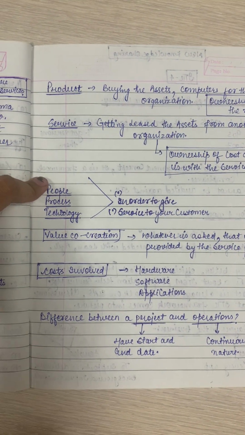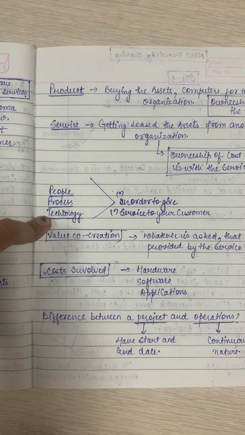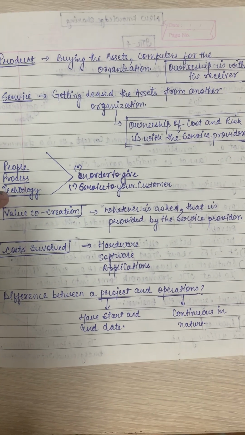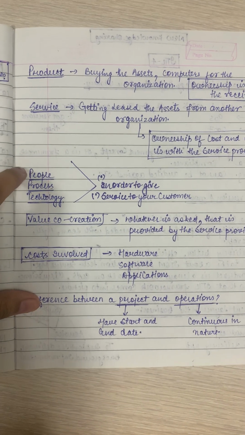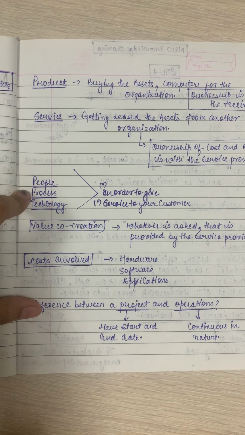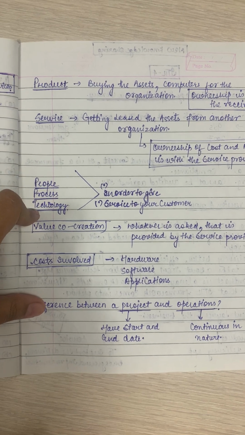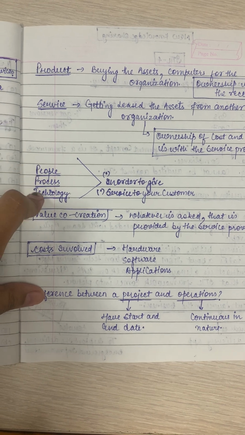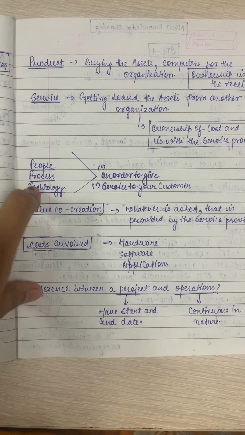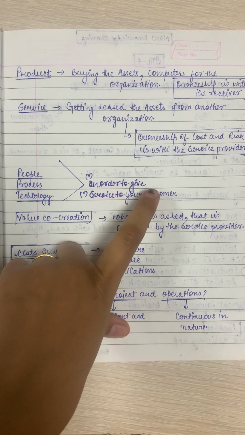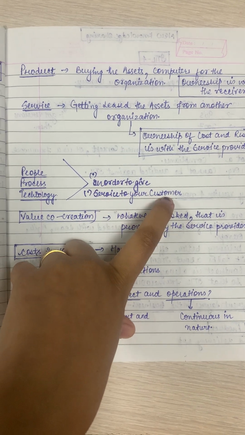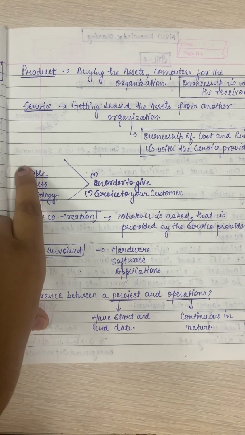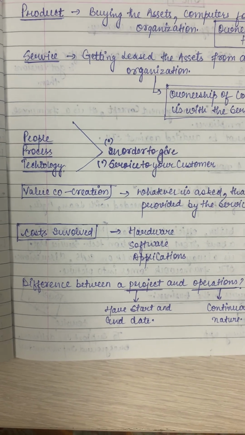So the very basic thing to initiate any process or methodology is that you need people, you need process, you need technology. Since we are in the 21st century, we should know about these very basic things. In order to give service to your customer, we need these three components which are very important.